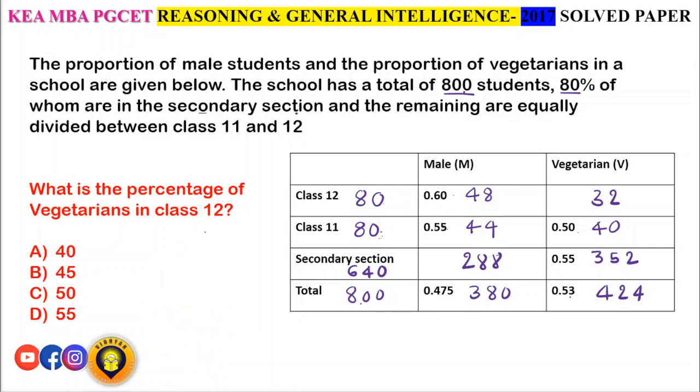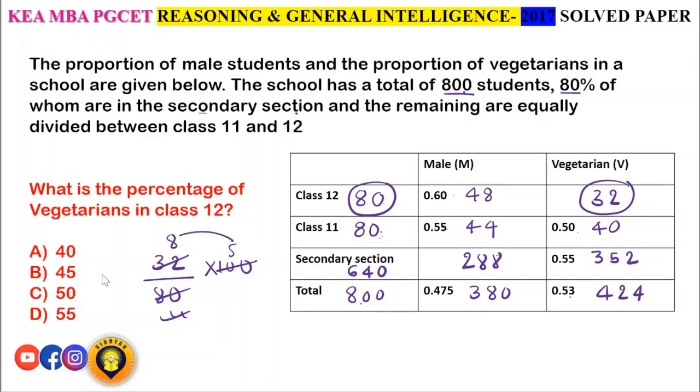Okay. Now, what is the question? What is the percentage of vegetarians in class 12? Class 12 has 32 vegetarians out of total students of class 12, 80. So the percentage of vegetarians is 32 by 80 into 100. 4 8s are 32, 8 5s are 40. Option A, 40% is the answer. The percentage of vegetarians in class 12 is 40%.